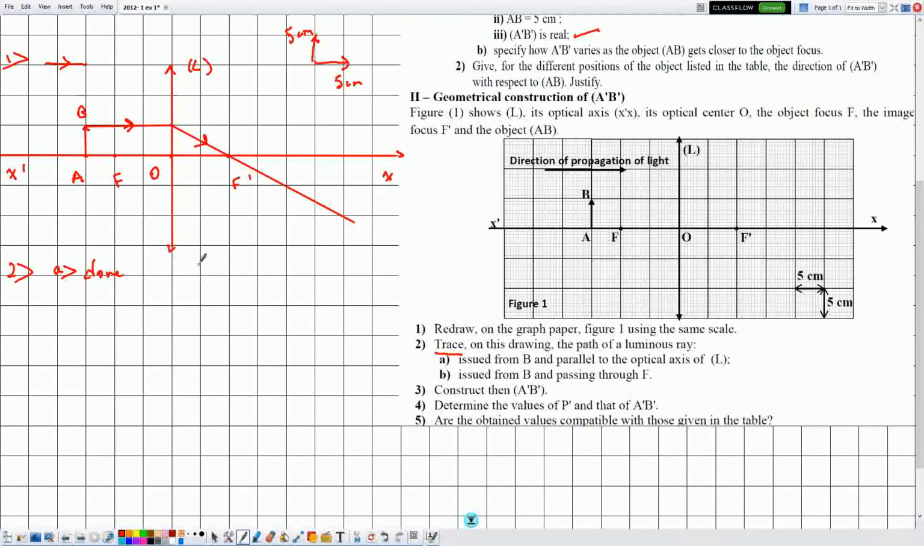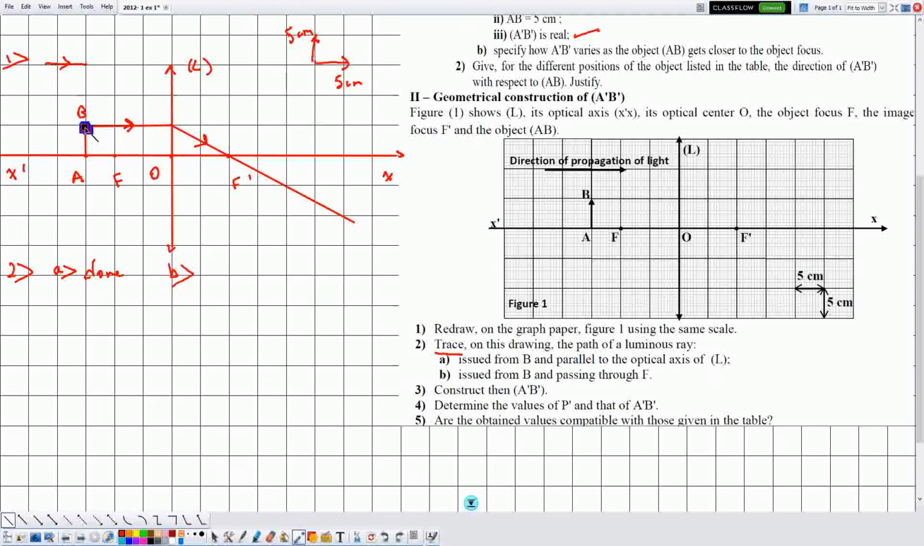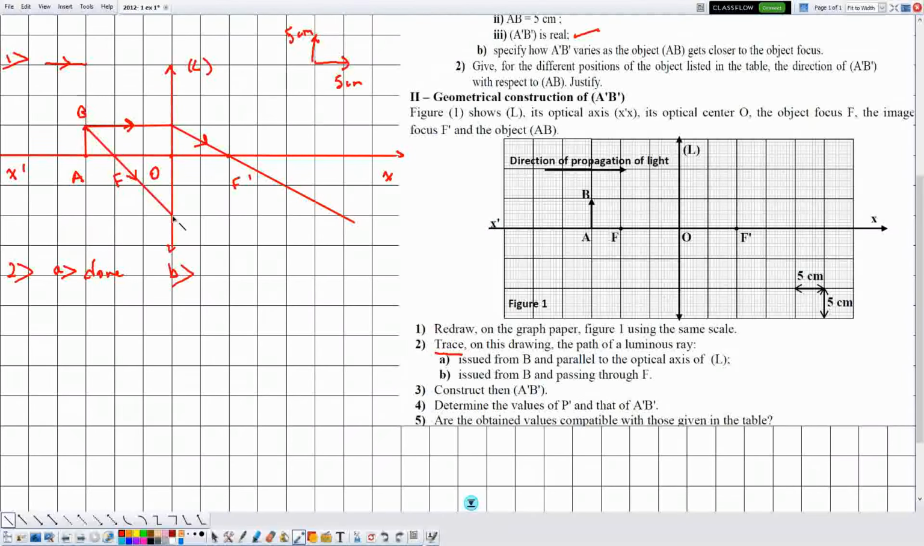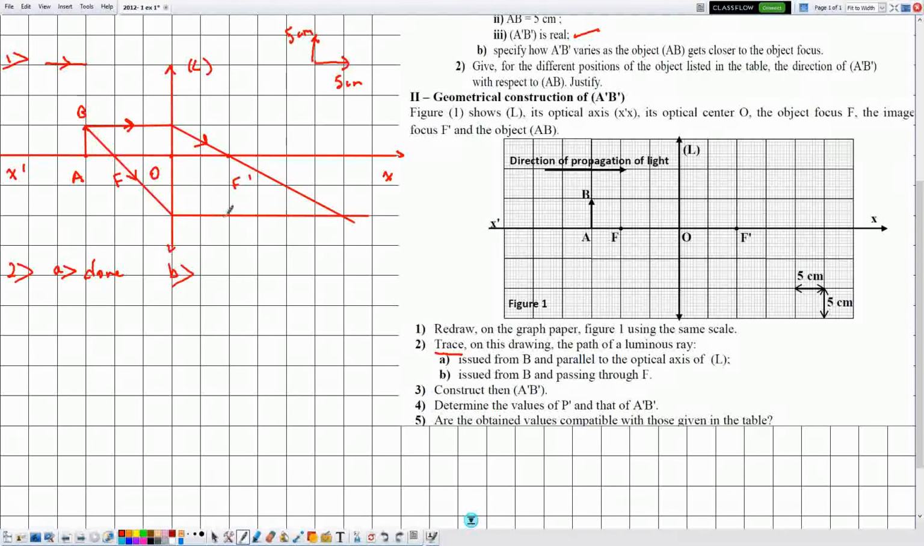So part A done. Now part B. Trace on this drawing the path of a luminous ray issued from B and passing through F. Okay, this is an incident luminous ray issued from B and passing through F. We know that always an incident ray passing through the object focus emerges parallel to the optical axis. And we don't forget arrows on light rays. So also done for part B.